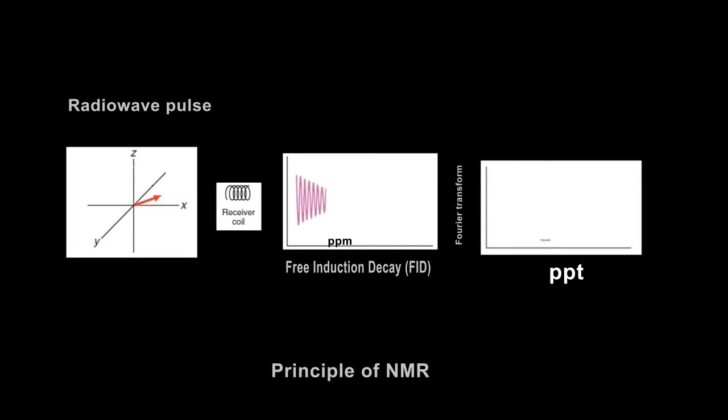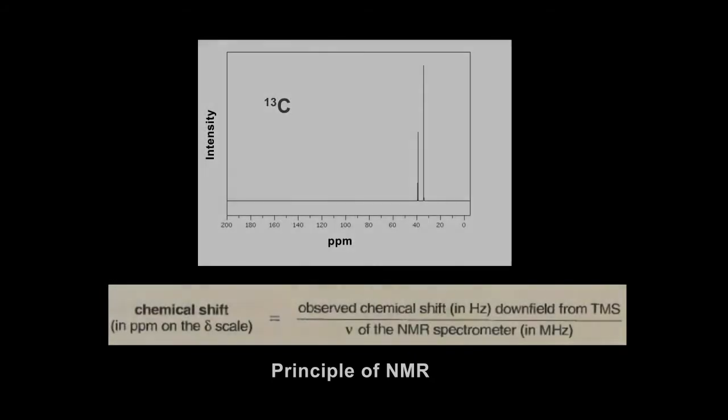The Fourier transform, which is a mathematical operation, converts the free induction decay signal from frequency to parts per million. The graph plots the intensity of the peak against chemical shift. The x-axis indicates the chemical shift in parts per million on the delta scale. The carbon-13 NMR is between 0 and 200 parts per million, which is called the chemical shift by their formula. The chemical shift range of carbon is presented here.